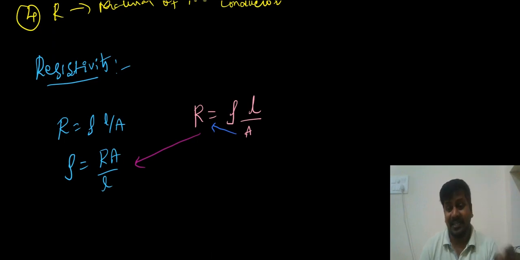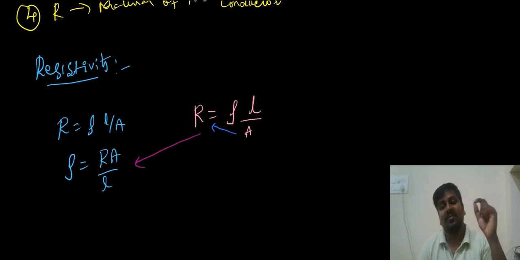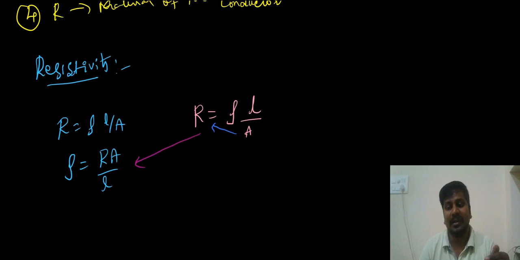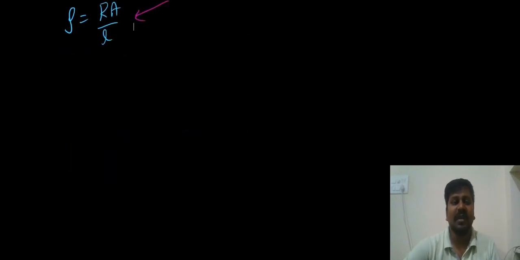So resistivity is nothing but the resistance of a conductor of unit length and unit cross sectional area. That is resistivity. Then we can see R equal to rho into L by A, so rho equal to R into A by L.